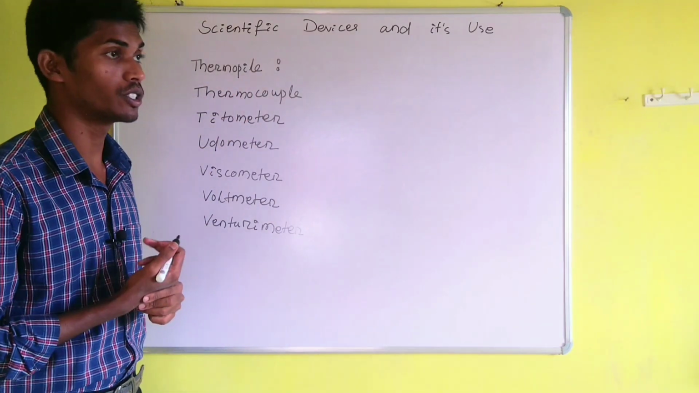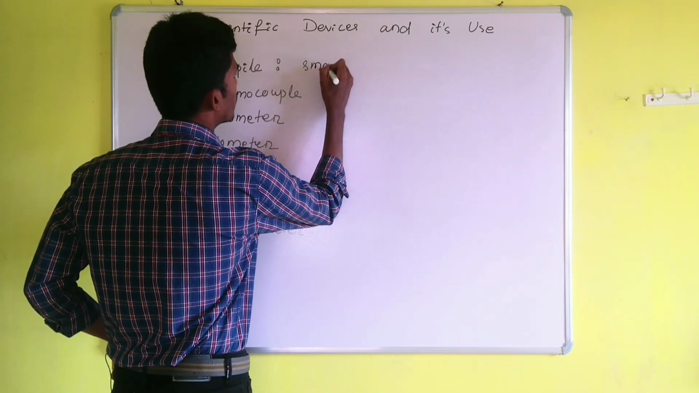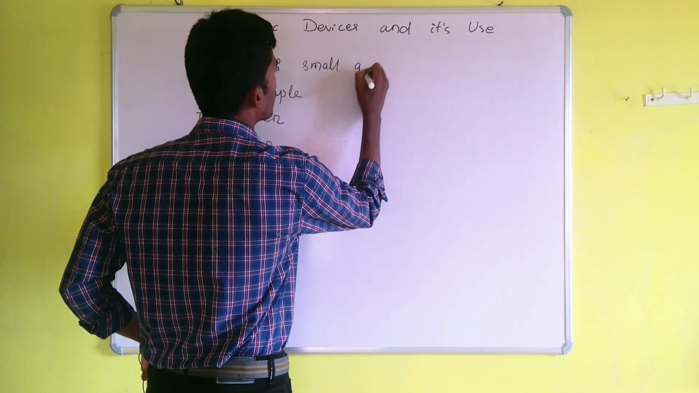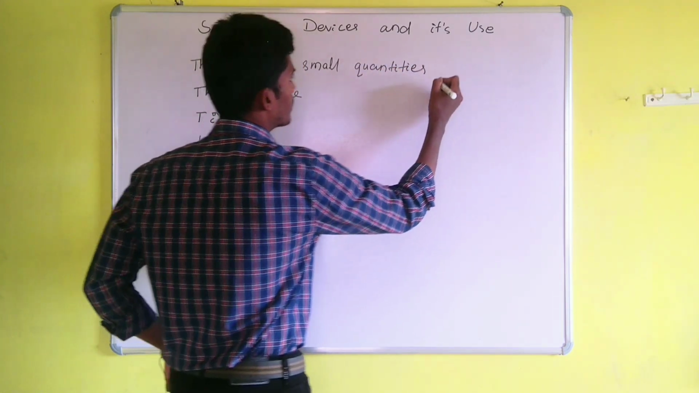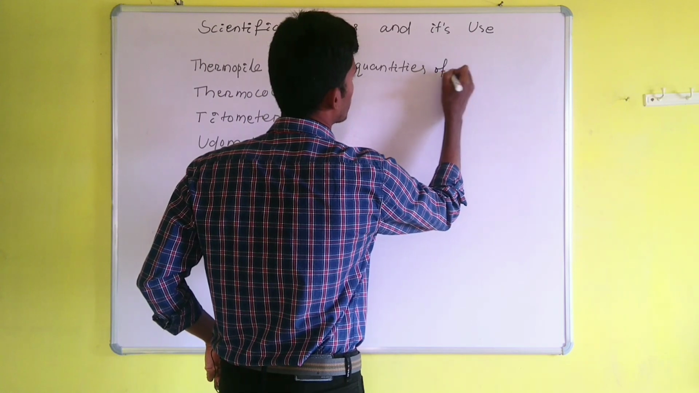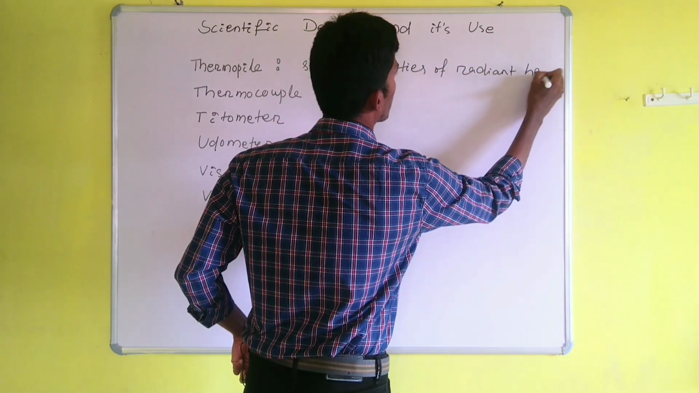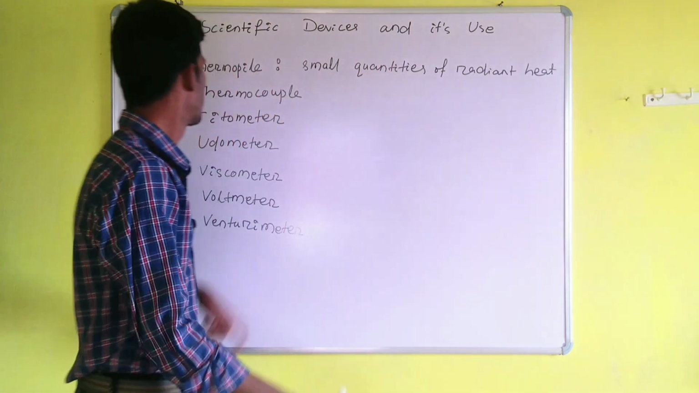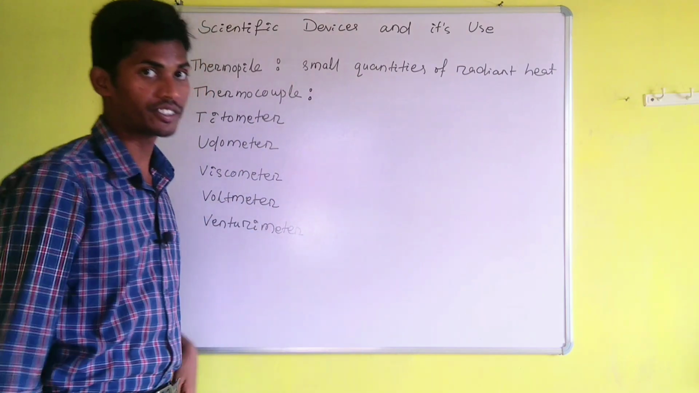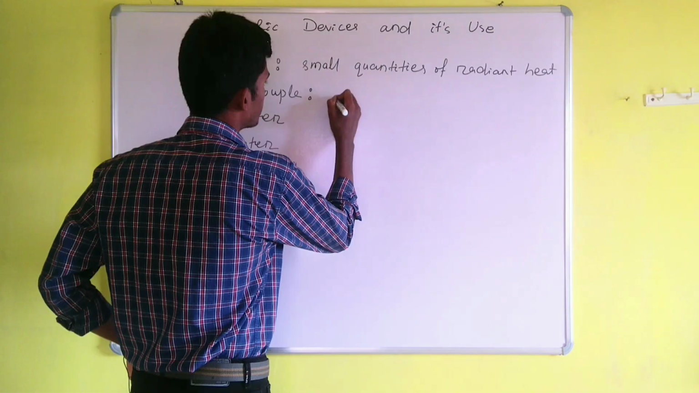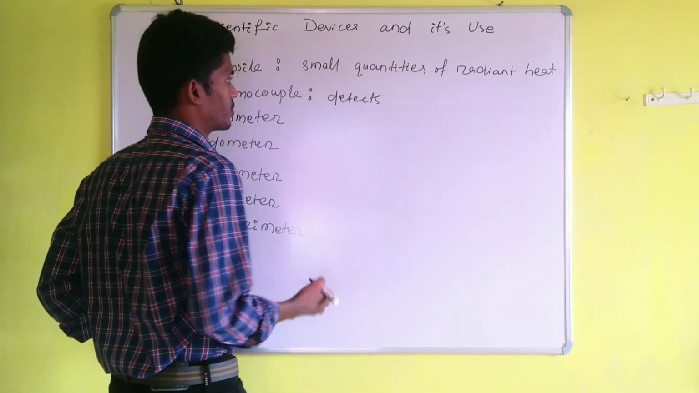Thermopile is used to measure small quantities of radiant heat. Thermocouple measures and detects heat radiation.